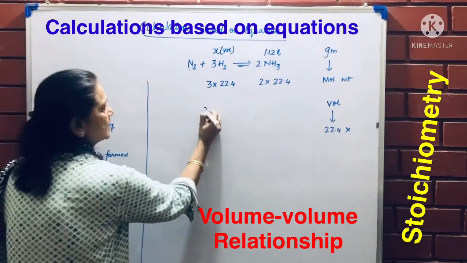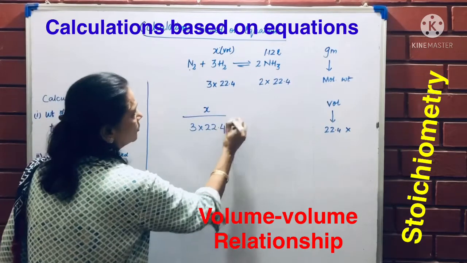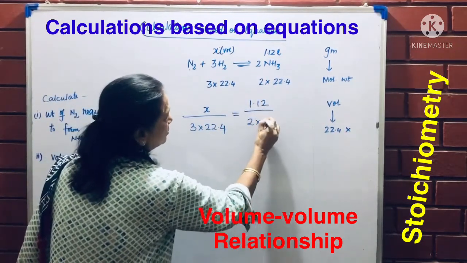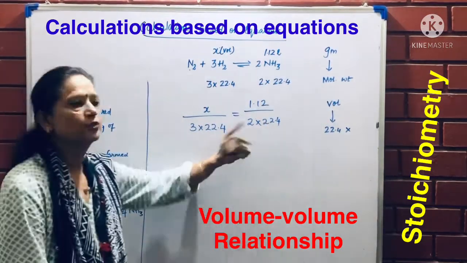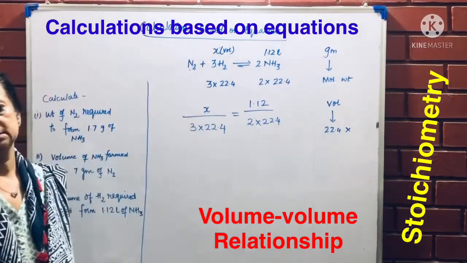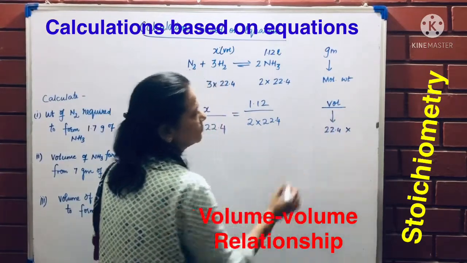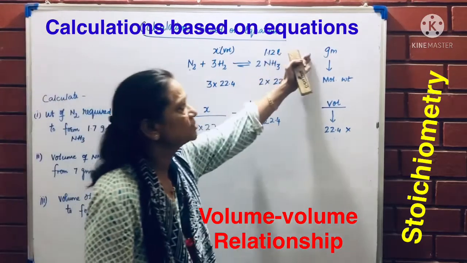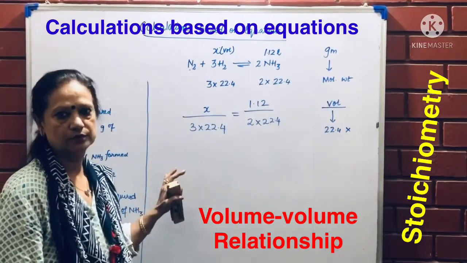Again same, X upon 3 into 22.4 is equal to 1.12 upon 2 into 22.4. Although 22.4 will get cancelled, but you don't bother. You will do it exactly in the same way so that you remember that whenever there is volume, there should be 22.4 liters below it. Wherever there is grams on top, always molecular weight should be calculated below.